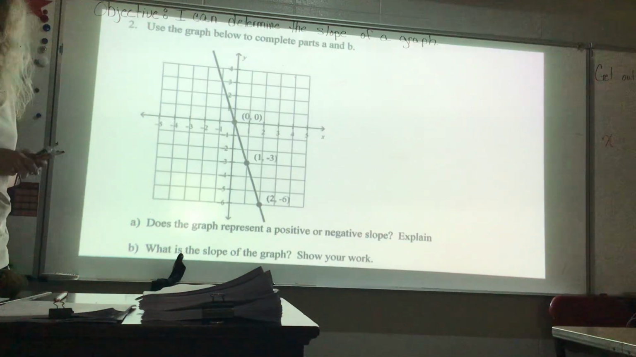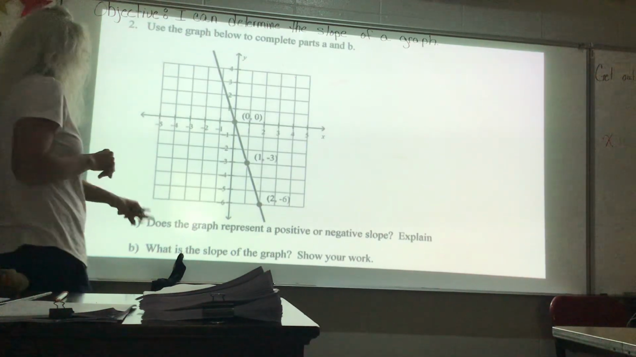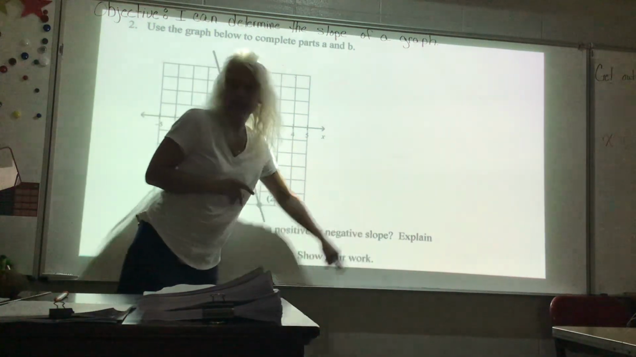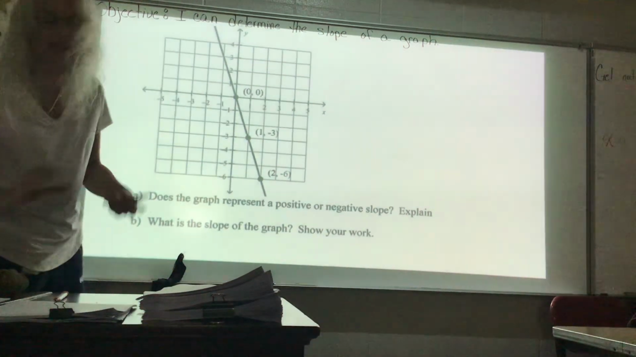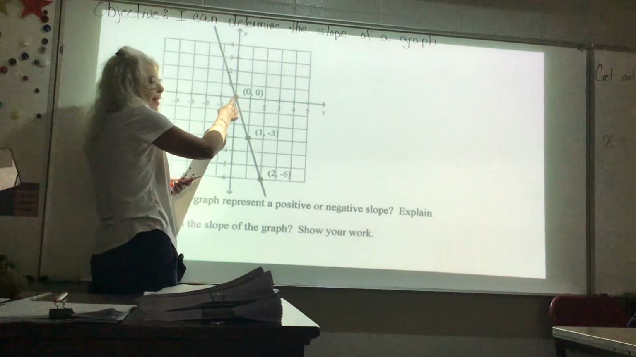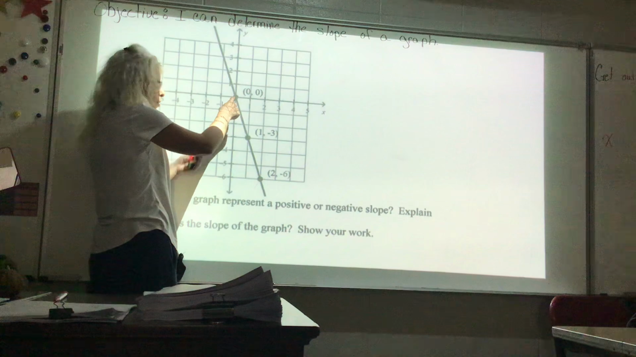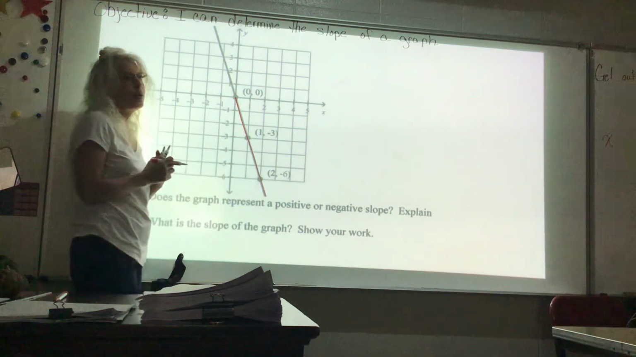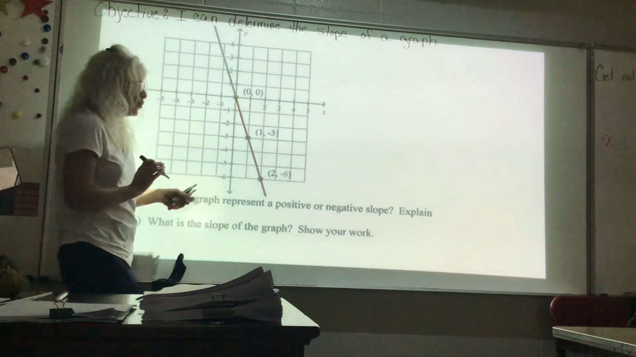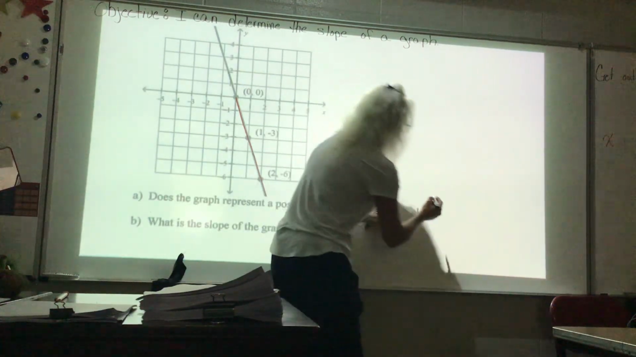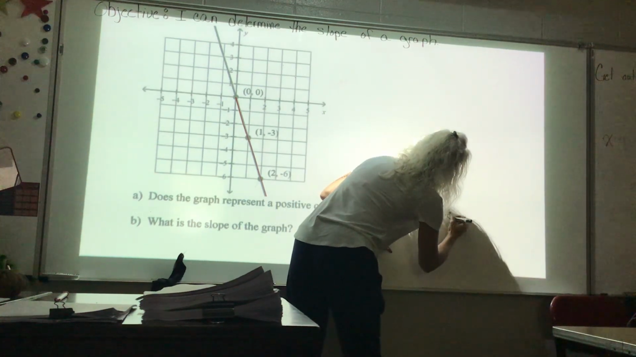Alright, we'll continue. On number 2, it says, does the graph represent a positive or negative slope? And it says explain, so I'm going to go down my y-axis until I get to the starting point. Once I get to the starting point, does the graph go up to the right or down to the right? Down to the right. So does it represent a positive or negative slope? Which one's it going to be? Negative.